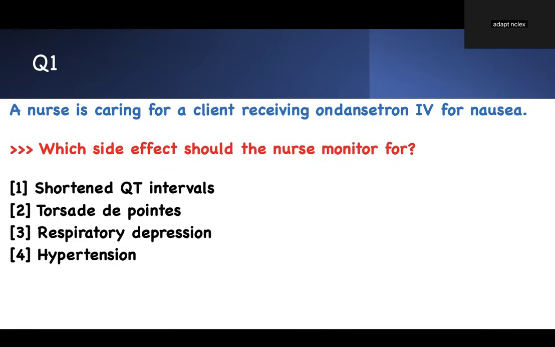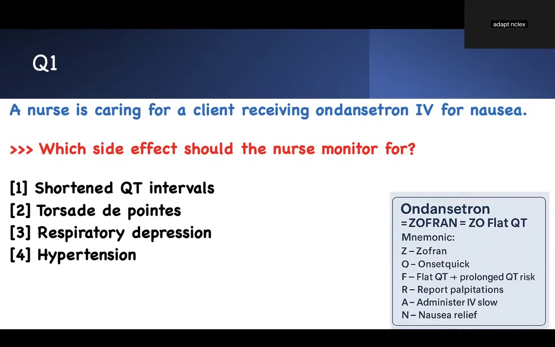Test-taking strategy: 1 and 2 are saying the same thing, but you don't see it. If you look at it carefully, Torsades de Pointes is caused by QT prolongation, not QT shortening. Therefore, 1, which is QT shortening, is a wrong answer. QT prolongation is number 2, which can lead to Torsades de Pointes. That is the biggest side effect of Ondansetron.